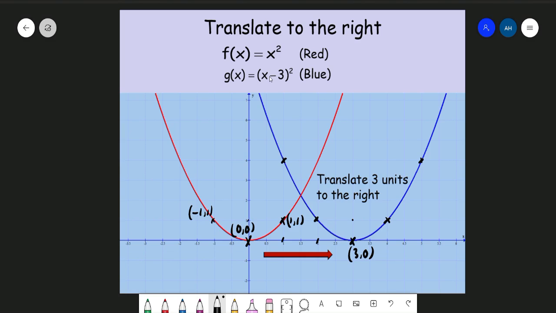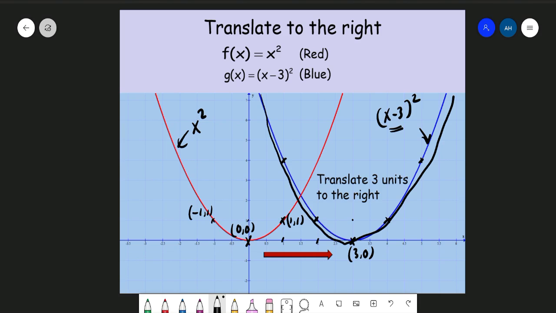If we translate every point on the red graph 3 points to the right, we are going to have the points over here, so we can join these points and we are going to have the graph of (x minus 3) squared. The original graph is x squared. With x minus 3, the graph moves to the right 3 units.